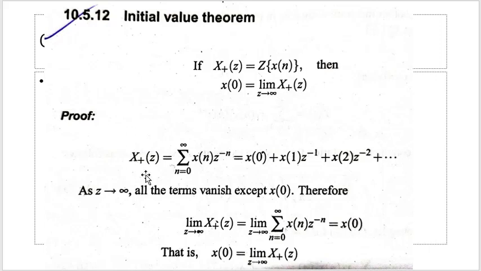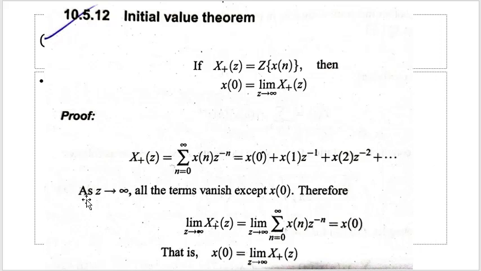So the proof for that: x plus of z would be summation n equal to 0 to infinite. As I said, the x of z expression that we saw earlier is summation n equal to minus infinity to infinity x of n z power minus n. Now because of this x plus of z representation, you can understand that it exists from 0 to infinite. It is a right handed sequence. Summation of x of n z power minus n would be x of 0 plus, if you substitute the different values of n, x of 1 z power minus 1 plus x of 2 z power minus 2, like that it will go up to infinite.